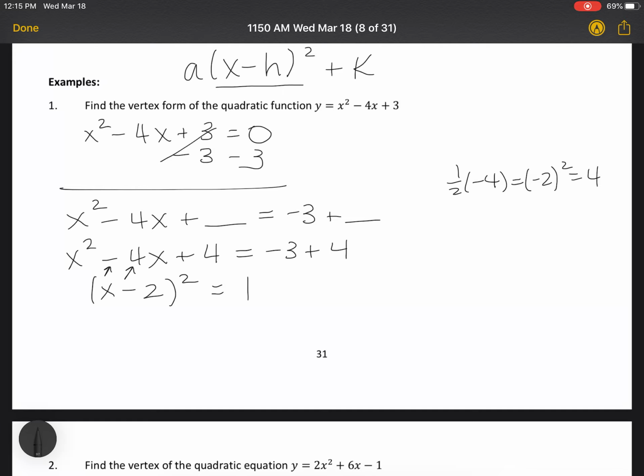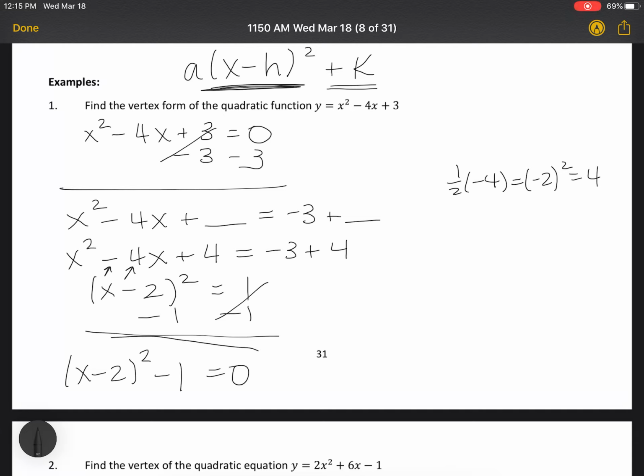So notice right now I have the x minus h squared part of the vertex form on the left-hand side of the equal sign. All I'm missing is that constant. So to move the 1 from the right-hand side to the left-hand side, we're just going to subtract 1, and that's going to give us x minus 2 squared minus 1. Okay, that is now in vertex form.